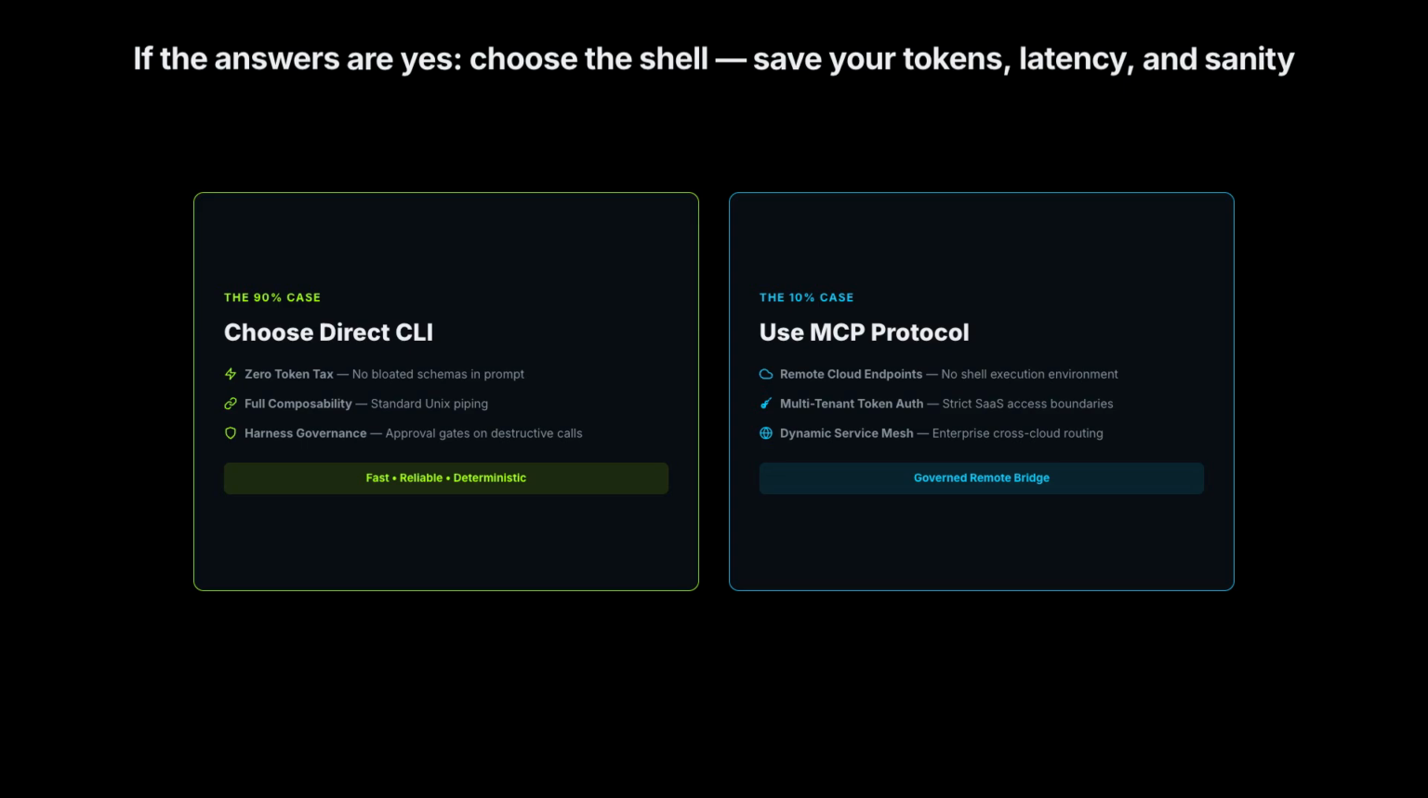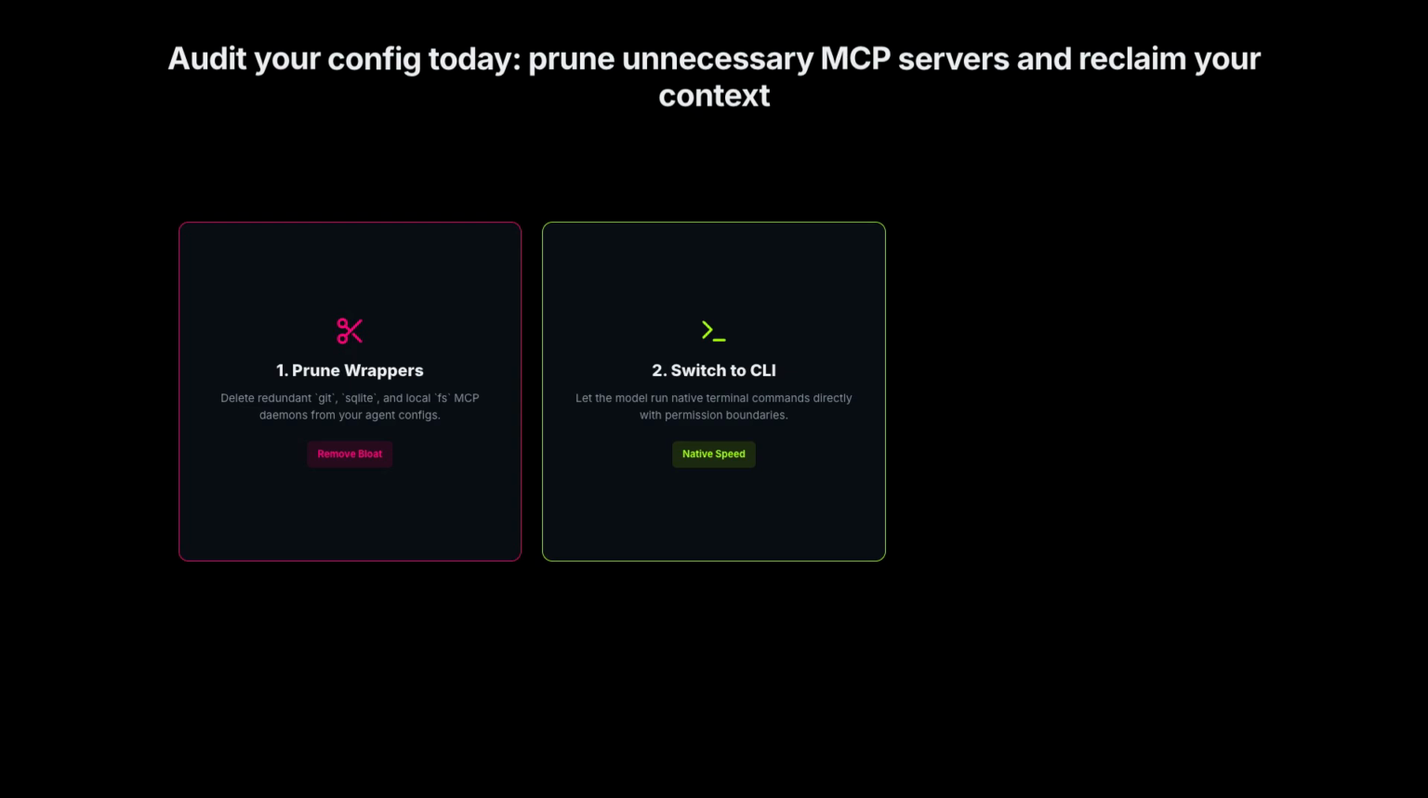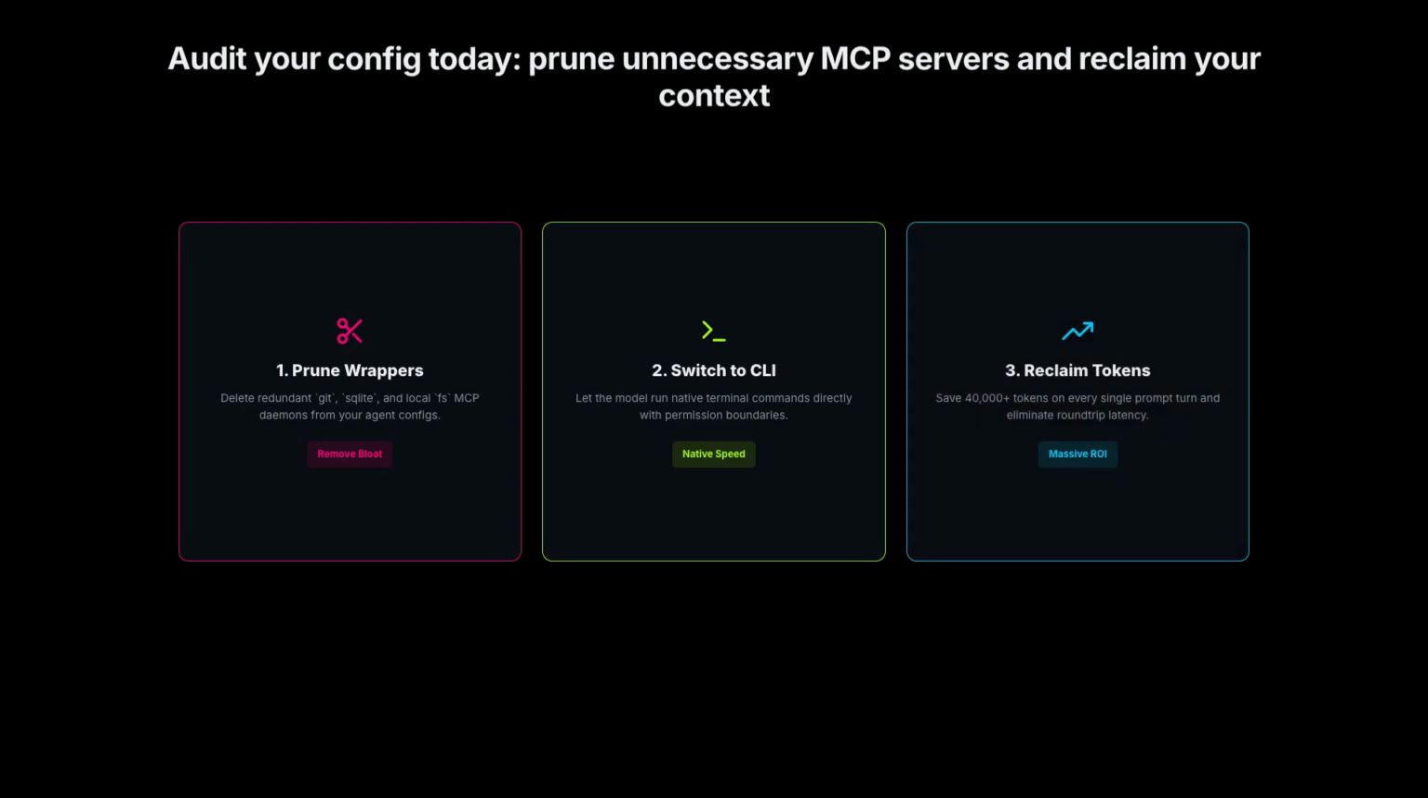The correction is already underway. Early adopters are moving their local loops back to the shell, keeping MCP for the remote cases. You do not need to wait. Today you can switch your local tools to the command line. Prune your servers and watch your token bill shrink. Start with the loop you run most often. The change is small. The savings are immediate.